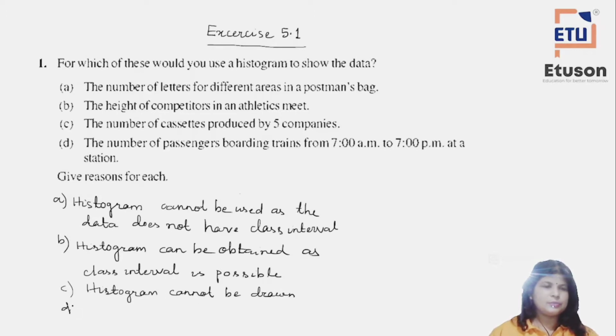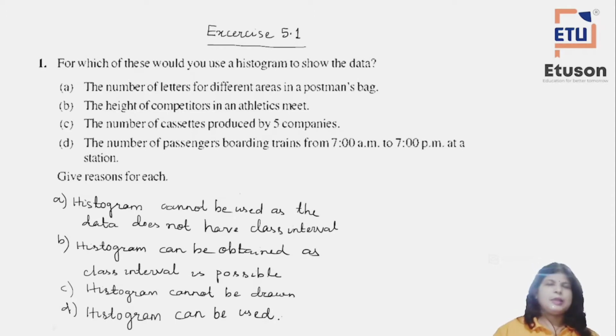Similarly, let us go to the fourth bit. The number of passengers boarding trains from 7 a.m. to 7 p.m. at a station. Yes, for this we can obtain the histogram, as we can group it. So for bit D, the histogram can be used.